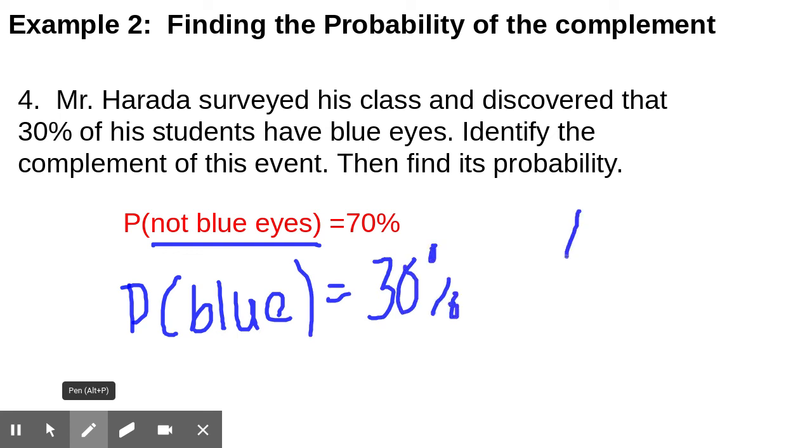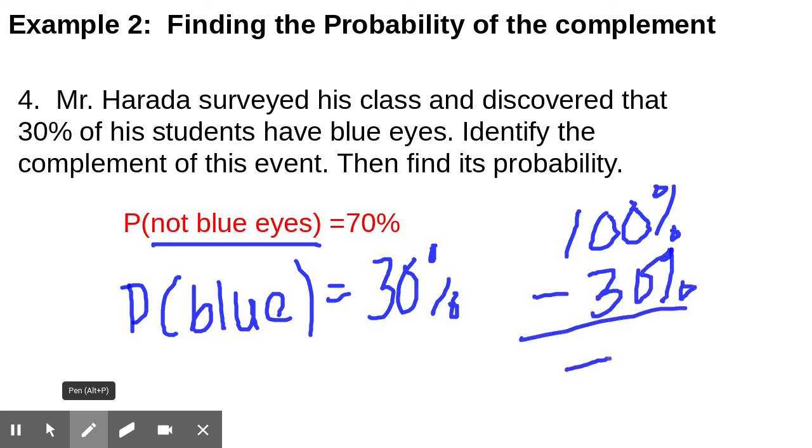And how did I get that? I took 100% minus the 30%, and that gives us the complement of 70%. So if you're given just the percentage and it's asking you to find its complement, you take that away from 100%, because the event and its complement will add up to be 100%. So 100% minus the 30% that was given to us gives us the 70% complement.